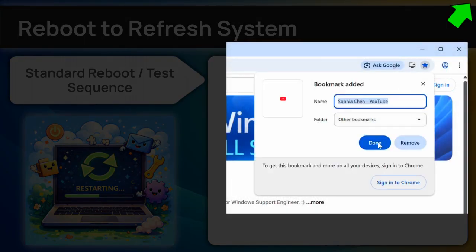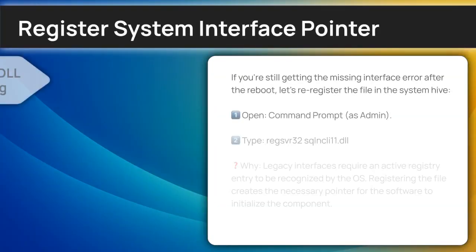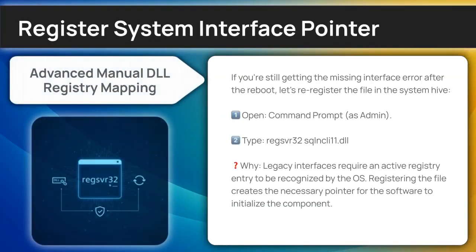If the previous steps didn't work, there's one more action we can take to stabilize the environment. Please pause the video if you need to back up your data before we proceed. If you're still getting the missing interface error after the reboot, let's re-register the file in the system hive.